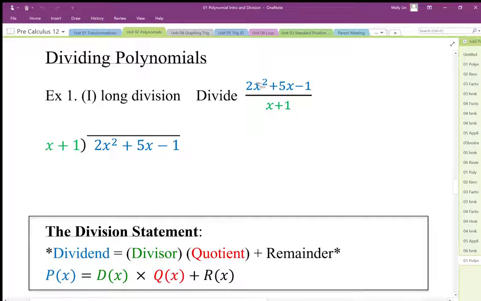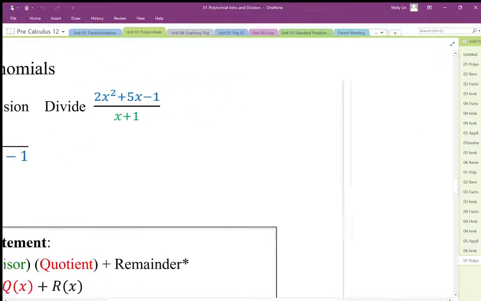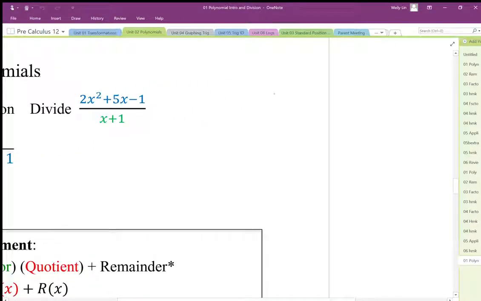Polynomials, and we want to divide this expression by this expression. Okay, so we've kind of done this before. We've worked with rational expressions, but now we actually want to divide and do long division on this. So to do this, we can just remember our long division.